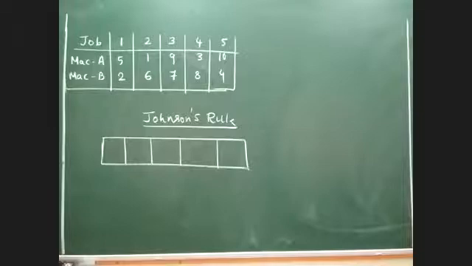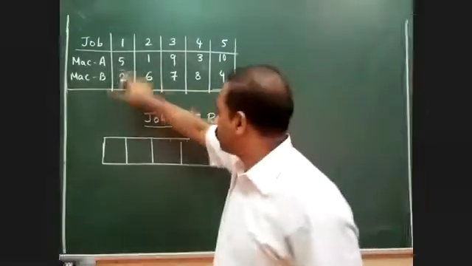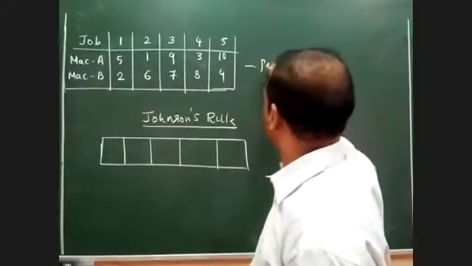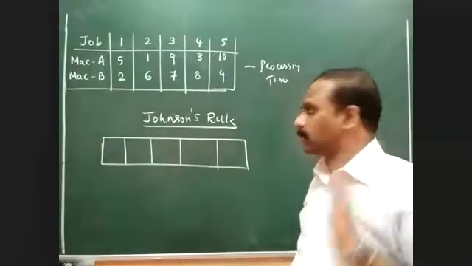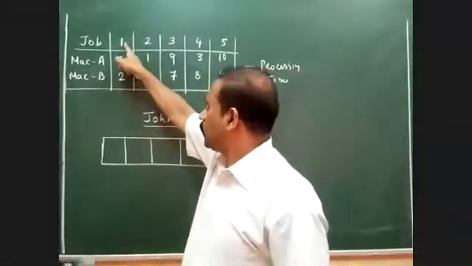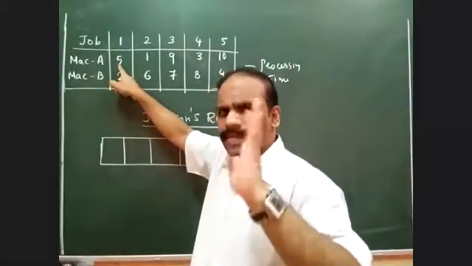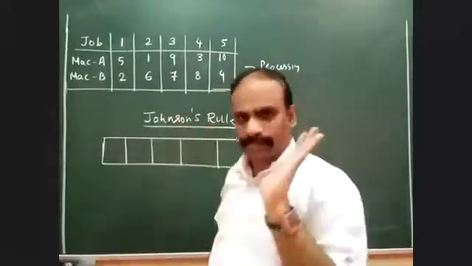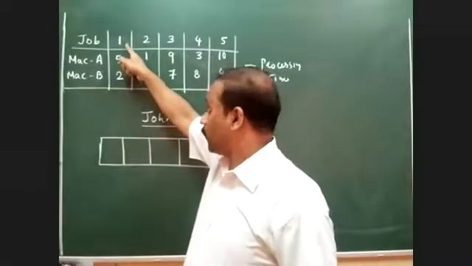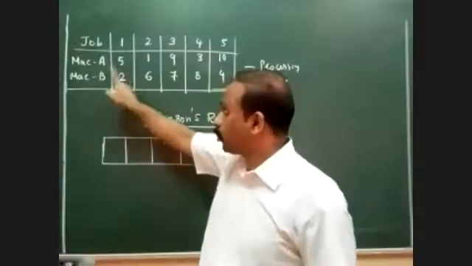Now let's try to understand how to decide the order. I want everyone to please look at the question. If you look at this question, all these numbers are called processing time. What is the meaning of this? Very simple. Job number 1 requires some hours, minutes or days, we don't know. We will assume that it is given in hours. Usually they will not mention the unit, but we'll assume hours. Job number 1 requires 5 hours of processing on machine A and 2 hours of processing on machine B.